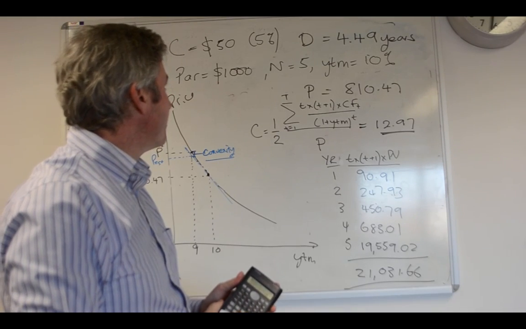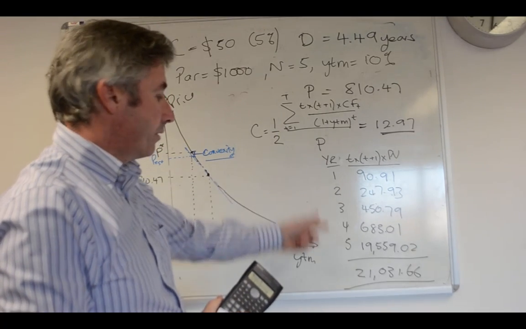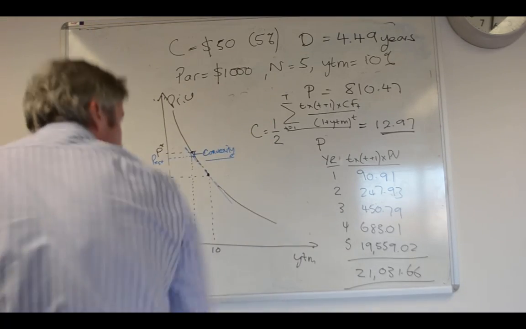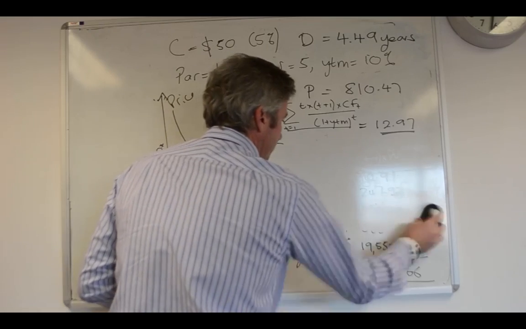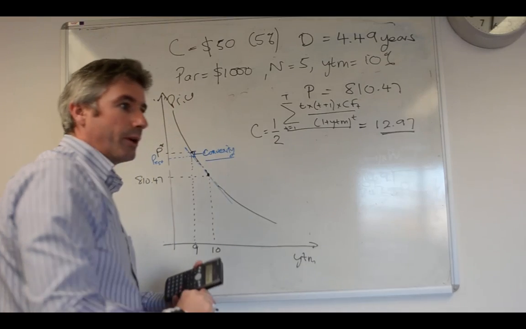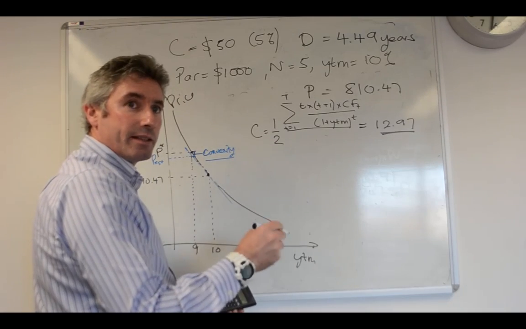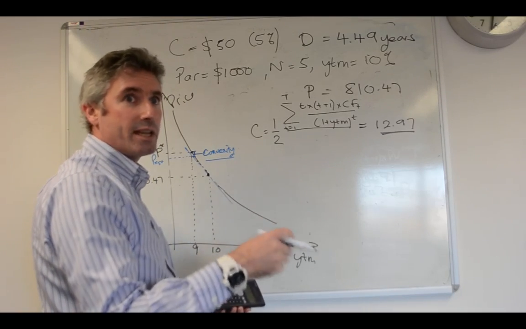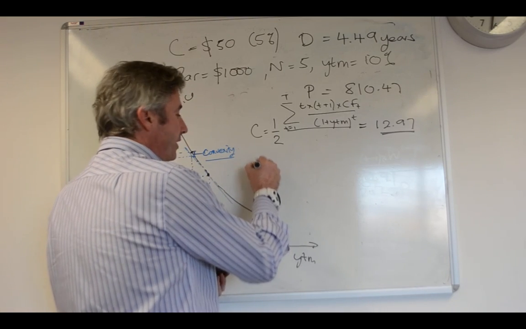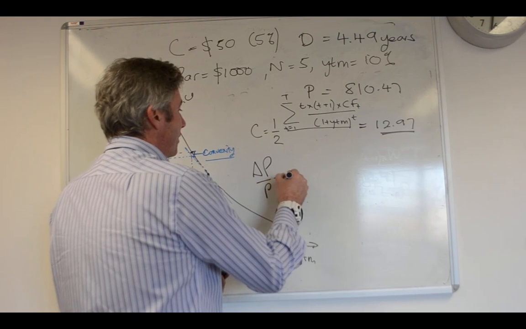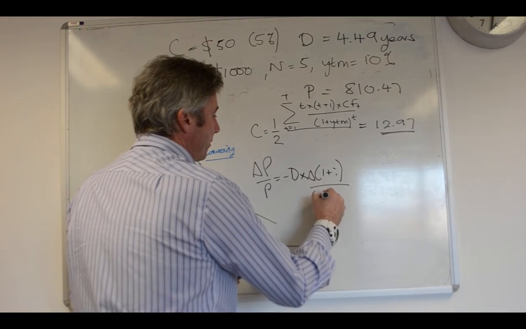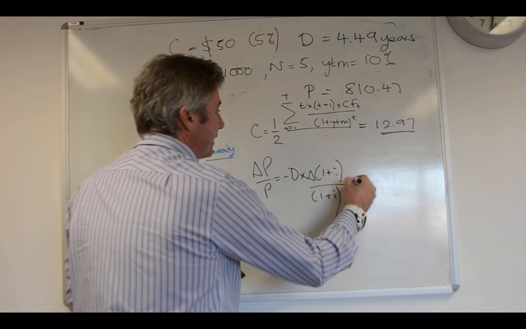So now we need to determine how we make this correction for convexity. So let me just remove that. So previously we had the equation. It was minus D times by delta 1 plus i over 1 plus i. Now we need to add something in. So our change in price is equal to minus D times by delta 1 plus i divided by 1 plus i. And now we add in something.